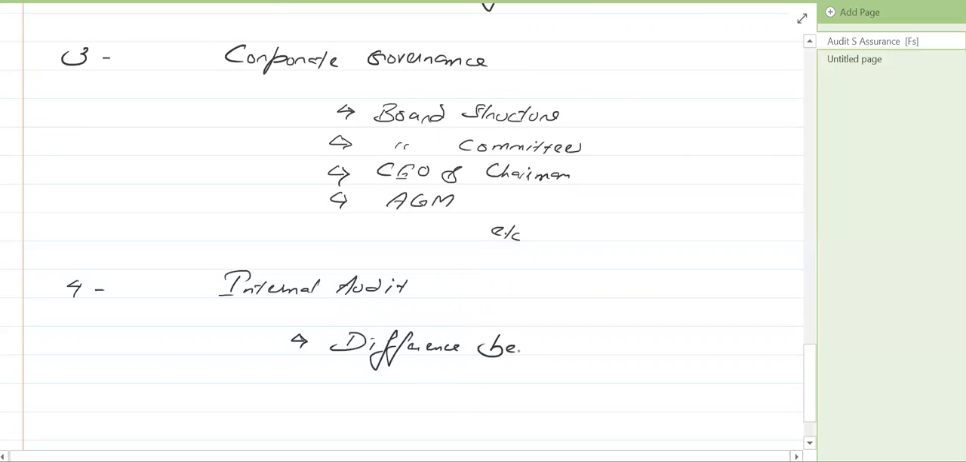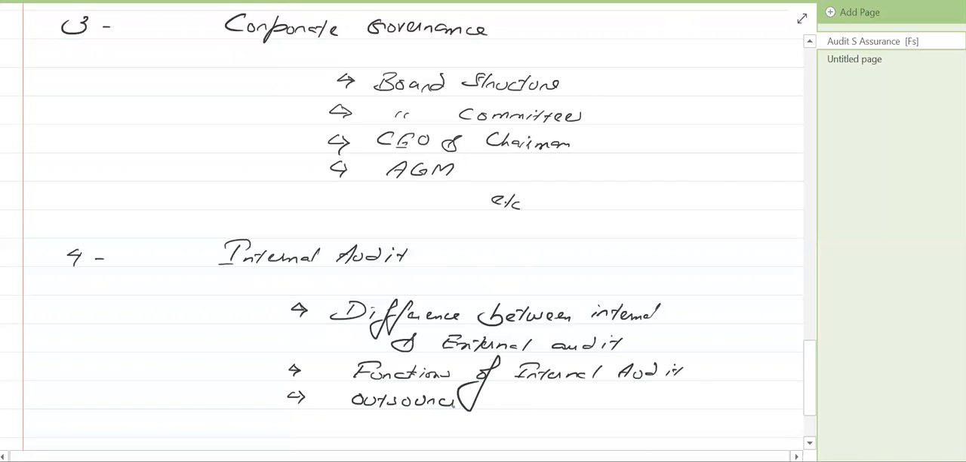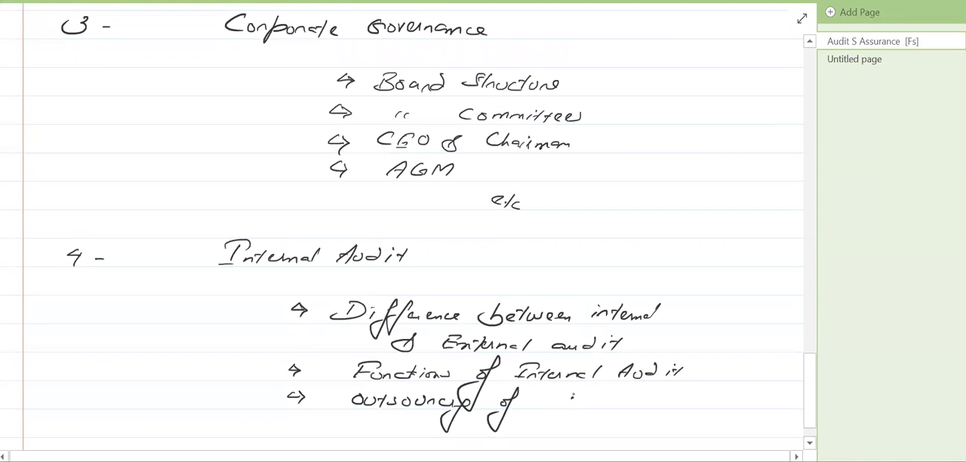So difference between internal and external audit. And then functions performed by internal audit, functions of internal audit, like what activities you perform in the internal audit, and there will be outsourcing of internal audit. What if the entity is not having their own department and they have outsourced it to another firm? So we'll be discussing outsourcing of the internal audit.